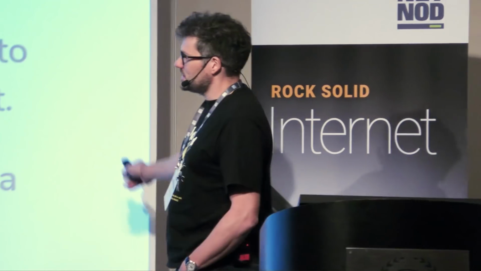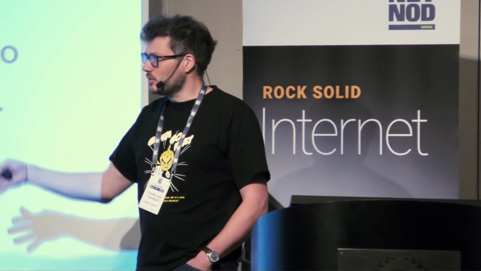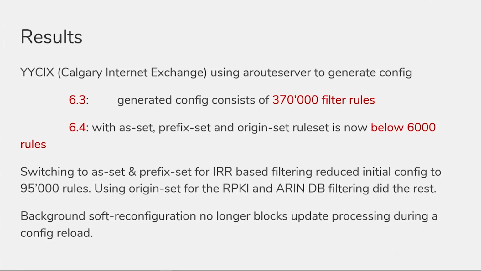The big part is actually the IRR-based filtering. If we look at it a little bit closer, from the 370,000 rules, almost 300,000 were just IRR-based filtering. And then the RPKI and the RNDB that were also loaded into that config more or less did the other 90,000 rules, and so just these features allow us to actually make the config a lot smaller and a lot better.